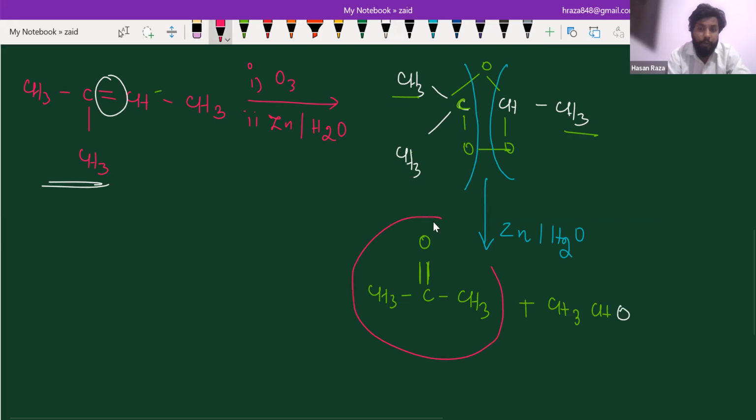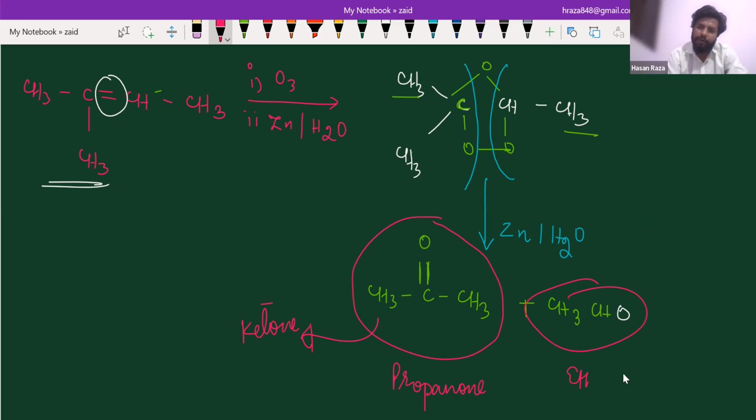Now you can see, can you call it propanol? Zaid, Alan, and Meraj, this is propanone now. It is basically a ketone, right? And this is your aldehyde that you called correctly, ethanal. So basically from ozonolysis of an alkene, we can prepare a ketone too. That depends upon the reactant. Is that clear, Alan? Meraj? Yes, sir. Yes, sir.